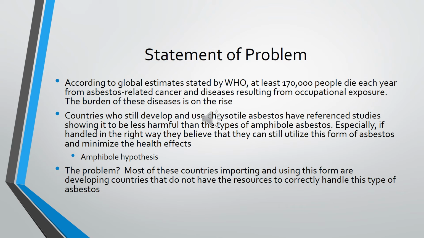So, countries who still develop and use chrysotile asbestos have referenced studies showing it to be less harmful than the types of amphibole asbestos. Especially if handled in the right way, they believe that they can still utilize this form of asbestos and minimize the health effects.